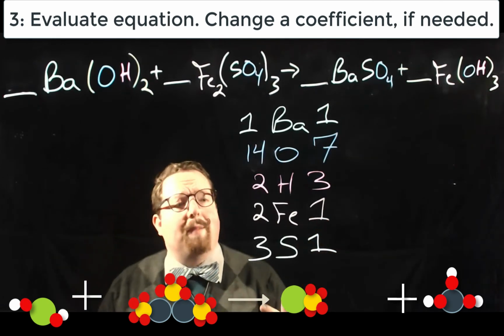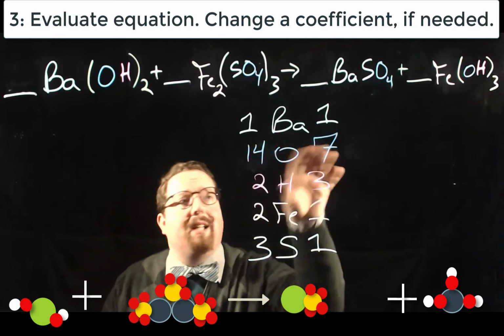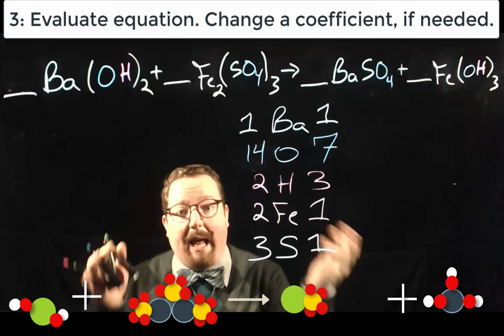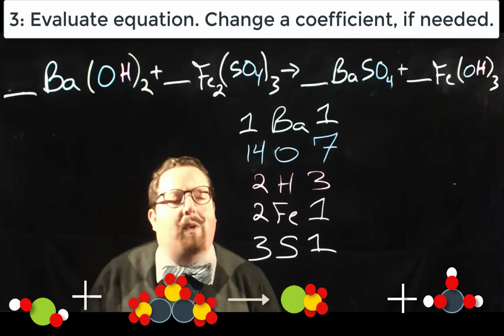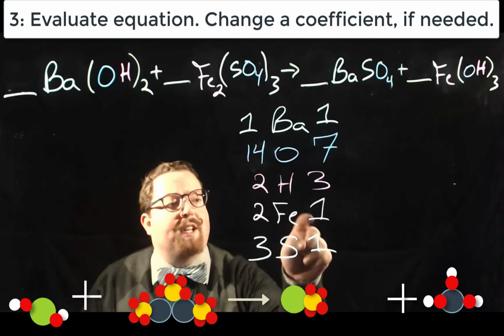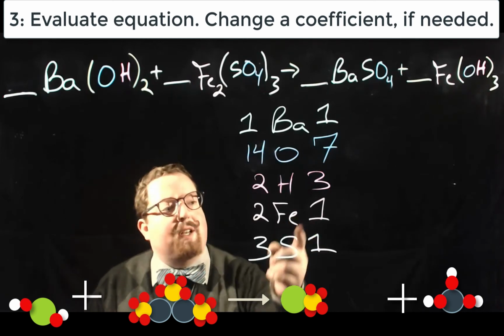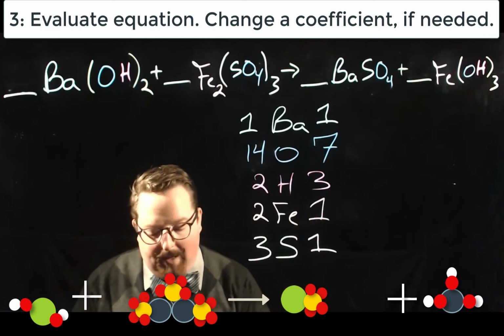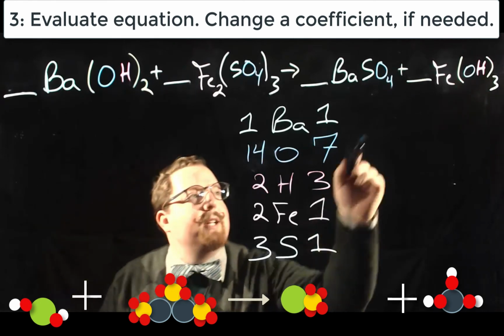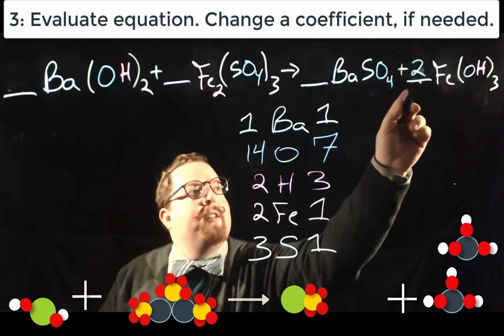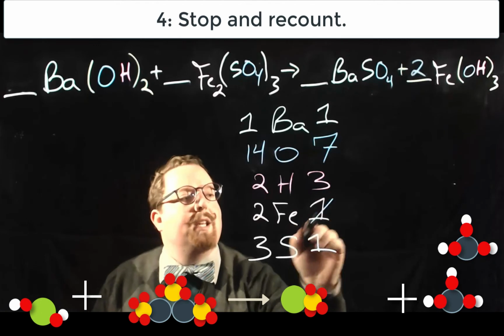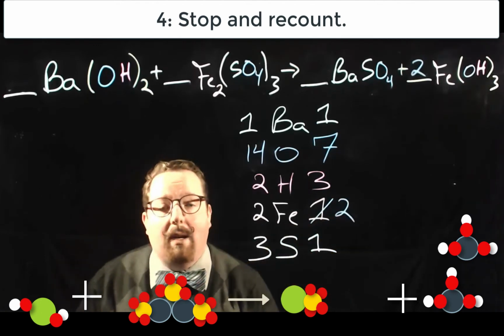All right, so before we talked about we want to save the single element one just for last. We don't have any of those, so we can just pick a random one to start with. I think I want to fix my irons first because it looks pretty easy to solve. I have 1 on one side, 2 on the other. So if I want to change that, I can put a 2 up here because that would give me 2 times my 1 iron would get me 2 irons, and now the irons are balanced.